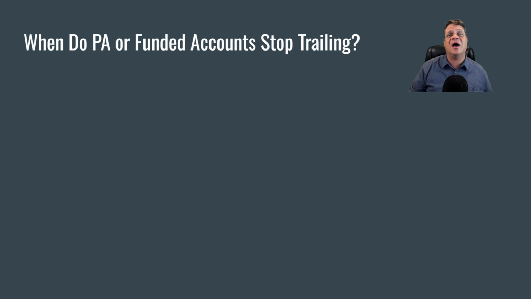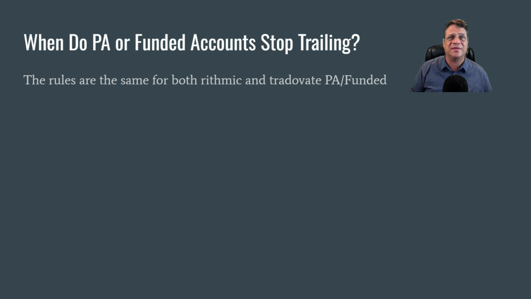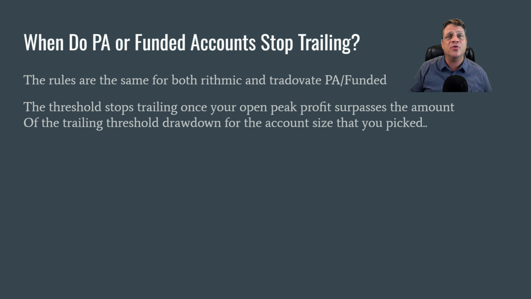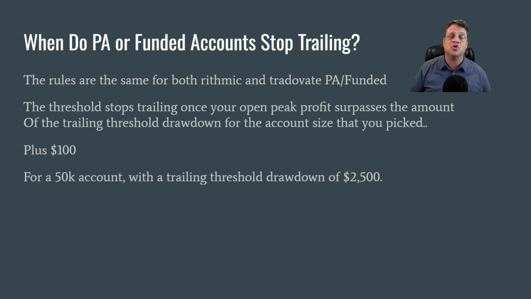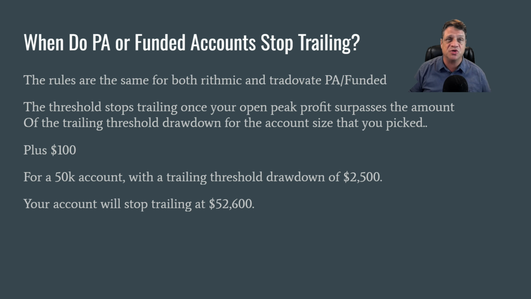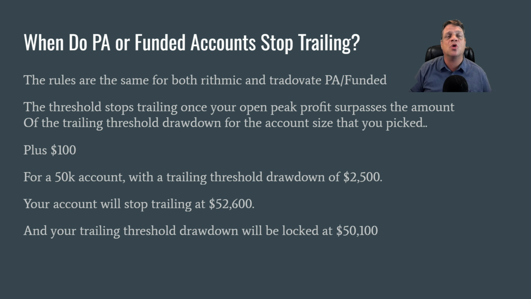When do PA-funded account trailing drawdown thresholds stop trailing? The PA-funded accounts both stop trailing at the same time, regardless of whether it's a Tradovate account or a Rithmic account. The thresholds on these accounts stop trailing once your open peak balance surpasses the max drawdown amount of the account size you selected, plus $100. What the heck does that mean? So for a 50K account with a trailing drawdown threshold of $2,500, your account will stop trailing once your open profit peak balance reaches 52,600. At this point, your trailing threshold drawdown will become locked at 50,100.